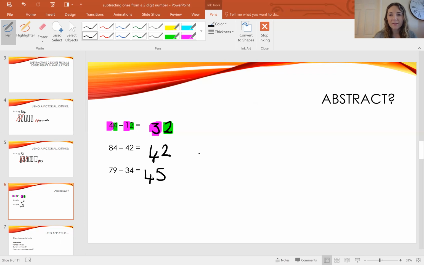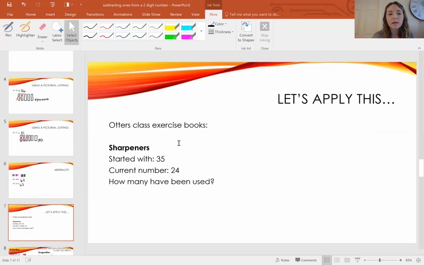Did you get those right? Well done if you did. If you didn't, have a look at where you went wrong. And don't forget, you can always use a pictorial jotting to help you check your answers. Okay, so we're going straight into applying this today, because I know that you're doing very, very well with your subtractions. We're going straight into our applying.